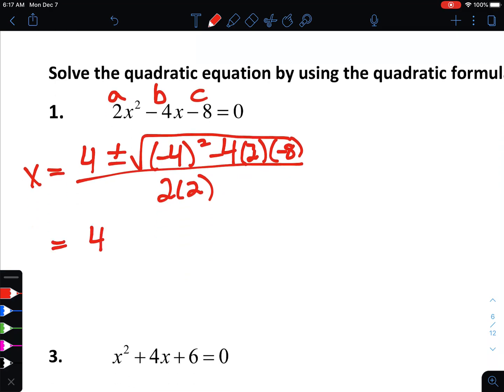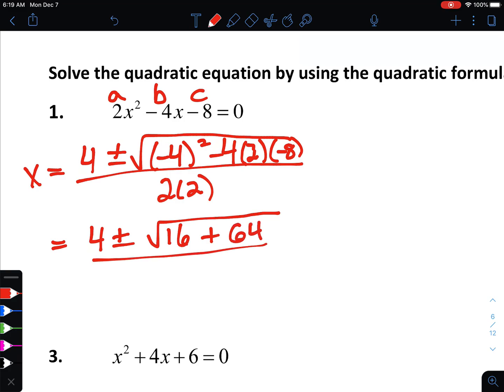Okay, so let's do a little bit of simplifying now. We know that x is going to be equal to 4 plus and minus the square root of: -4 squared is 16, and -4 multiplied by 2 is -8, multiplied by -8 is a plus 64, all over 2 multiplied by 2, which is 4. As we continue to simplify, we now have 4 plus and minus the square root of 16 plus 64, which is 80, all over 4.